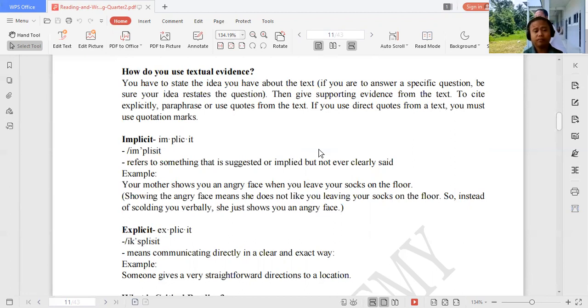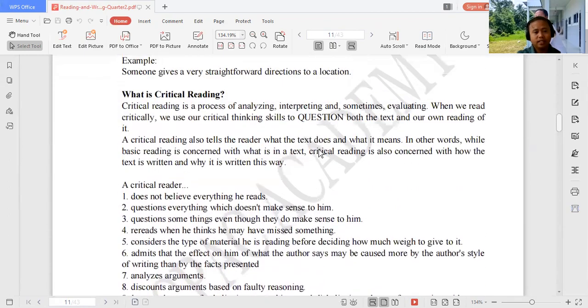How about explicit? It means communicating directly in a clear and exact way. Example, when I like a lady, I would say, I love you, I like you, like how the American people do. When they say, I hate you, they really mean that. When they say, I love you, they really mean that. Okay, direct. Now, sir, what is the difference between implicit and explicit? Simple. When it's implicit, it's not direct. When it's explicit, it's direct. All right. So let's move forward.